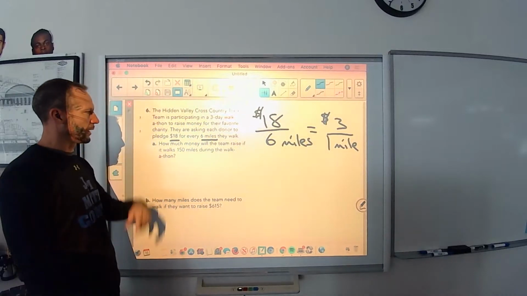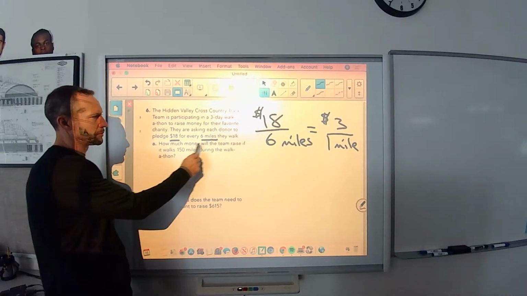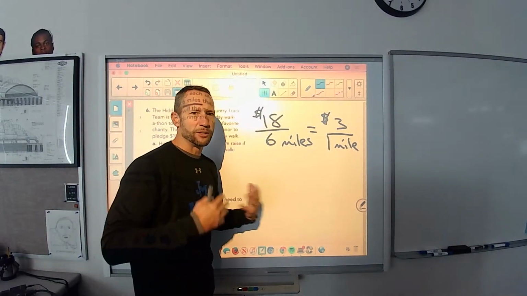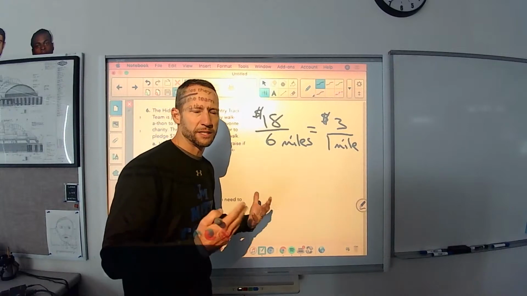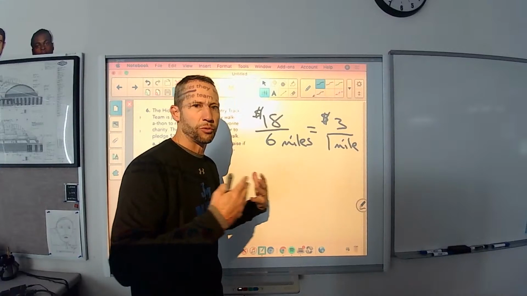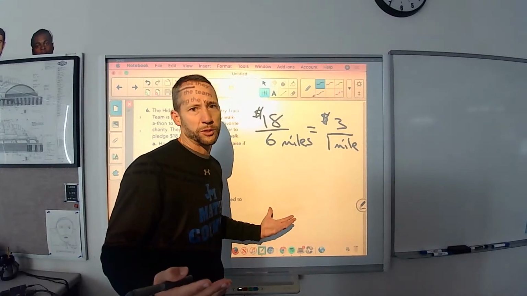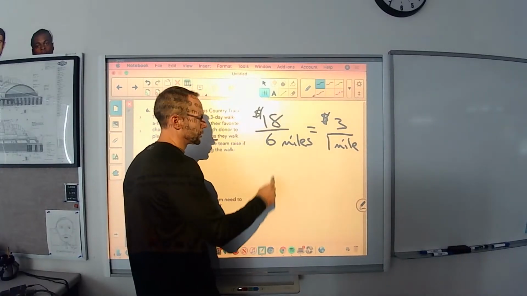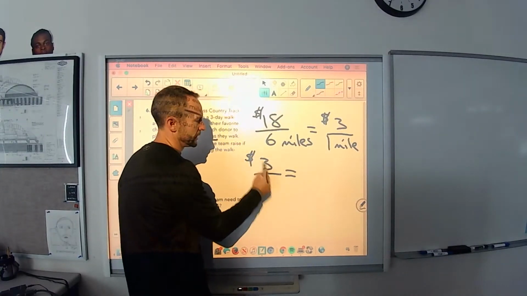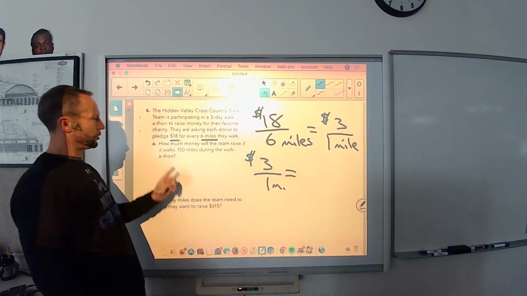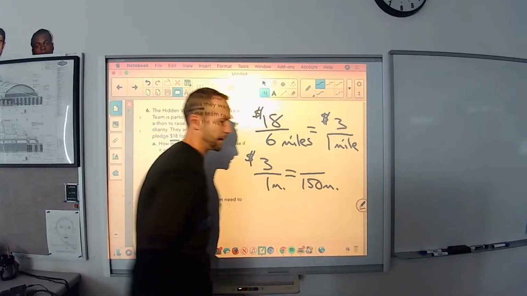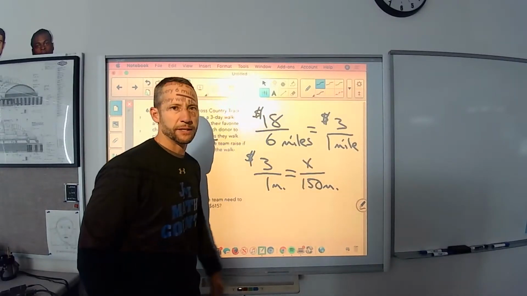So now, as we go to A, the question is, how much money will the team raise if it walks 150 miles during the walkathon? So I didn't give any directions on how to solve this because I wanted to see how students were going to solve it. And I kind of assumed and expected this. Many students resorted back to what we've been working on, which makes sense. So they went back to a proportion. So many students set up their proportion as something like this. $3 over 1 mile, and we are looking for how much they are going to make if they walk 150 miles. So here would be the proportion that students would set up.